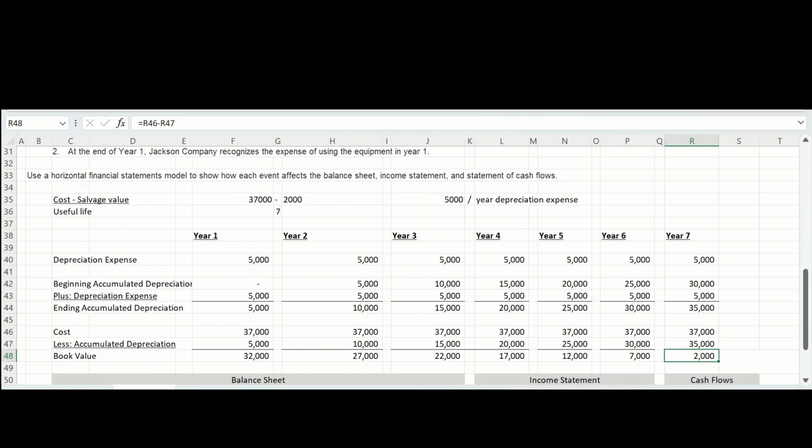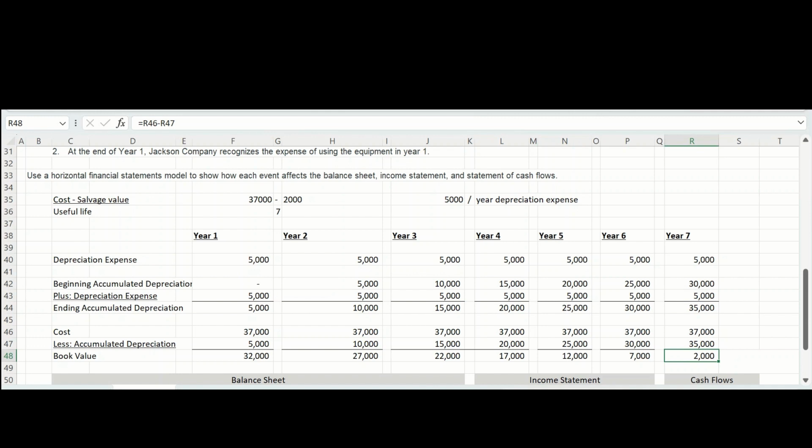Now, if for any reason the company did not sell this asset in year 7, they kept it on their books for another year, so now we're in year 8, there would be no depreciation expense calculated because you cannot depreciate an asset below the salvage value. So this asset will stay on the books at a book value of $2,000 until it is sold or disposed of.